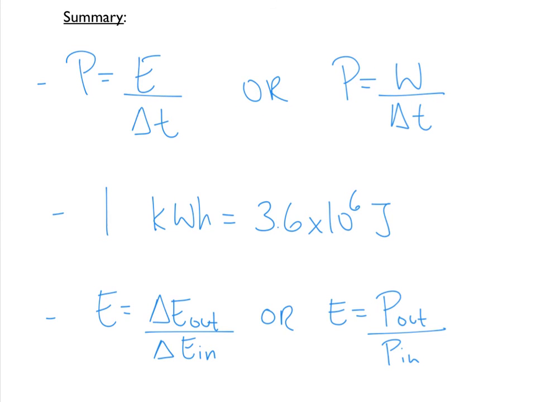Okay, so just to summarize, perhaps add these equations to your ever-growing formula sheet. Your power is equal to energy divided by time, or similarly, work over time. 1 kilowatt hour is equal to 3.6 times 10 to the power of 6 joules. We calculated that earlier. And this is efficiency, which is equal to the ratio between the output power to the input power, or the output energy to the input energy. That's it.